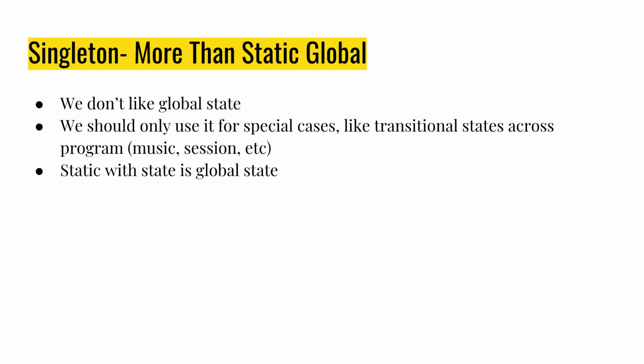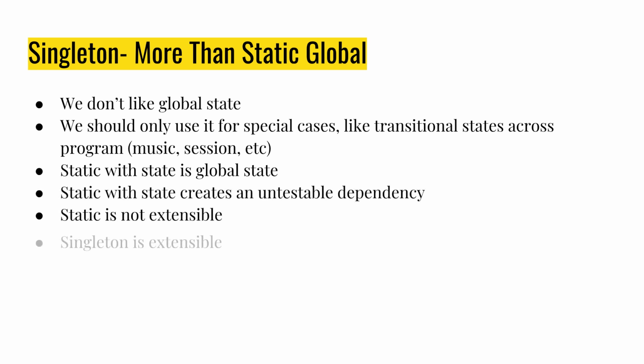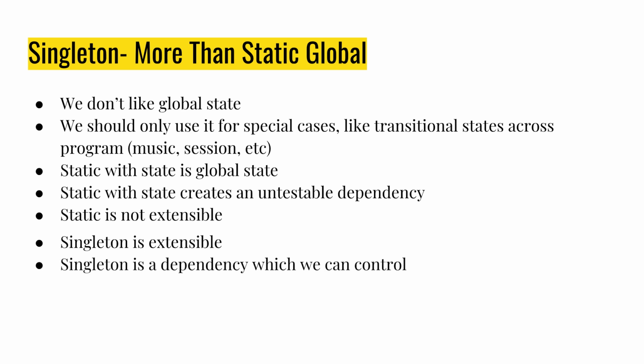So singleton is nothing more than static with a global state, except that singleton is extensible, and singleton is a dependency that we can control. We can have an interface for a singleton, but we cannot have an interface for a static class, because we need an instance for something to be interfaced, and static has no such thing.